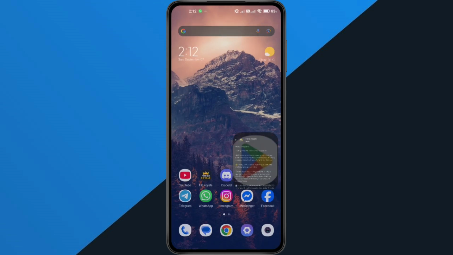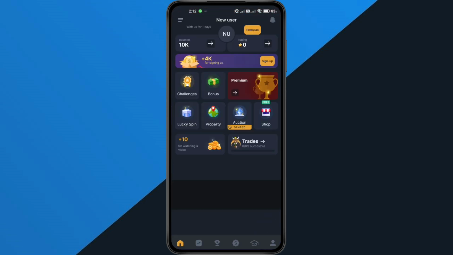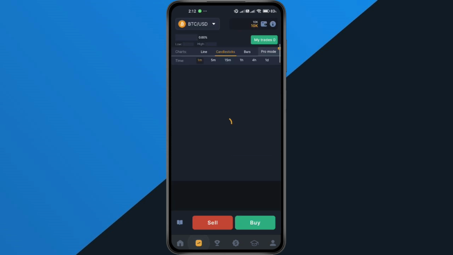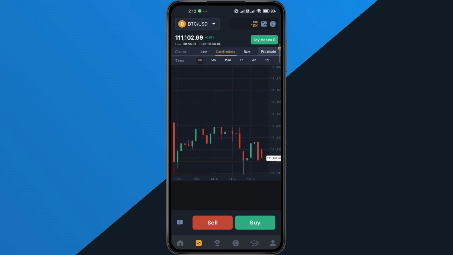So what about withdrawing money? Here's the truth. Even though you can make profits inside Forex Royale, those profits are purely virtual. You cannot transfer them to your bank account or cash them out as real money. The app is strictly for practice and education, not for making actual income.